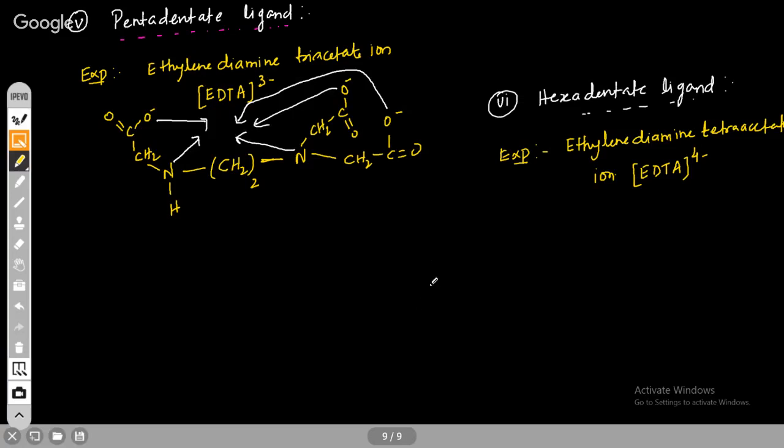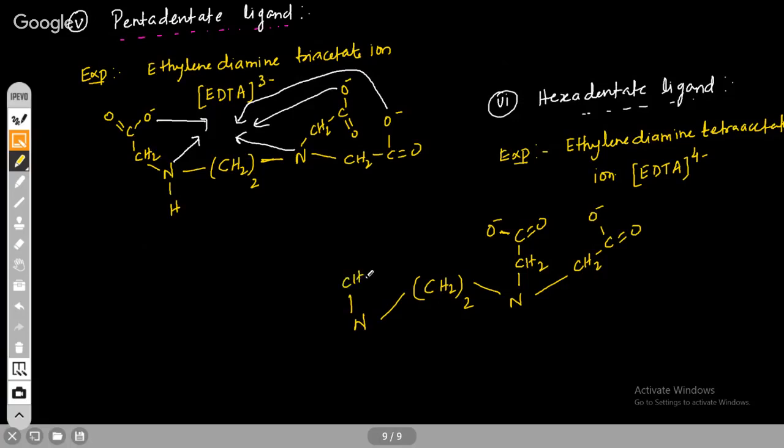You see the structure of this CH2 whole twice, nitrogen, nitrogen, CH2, C double bond O, O minus, CH2, C O minus, double bond O. Here we have CH2, C O minus, double bond O. And this, the last hydrogen, is also replaced by acetate ion, which is CH2, C single bond O minus, double bond O.